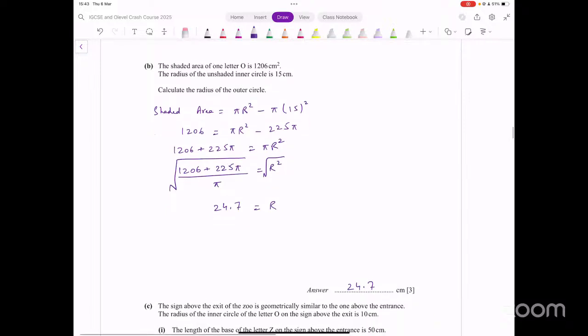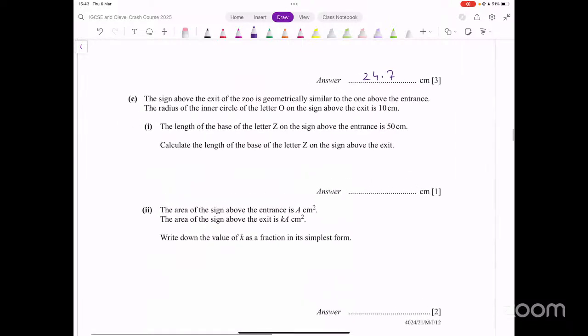Okay, let's look at part C now. The sign above the exit of the zoo is geometrically similar to the one above the entrance. So this was the sign at the entrance. There's another sign at the exit as well, and that's geometrically similar to this. The radius of the inner circle of the letter O on the sign above the exit is 10 centimeters. Radius of the inner circle of that similar figure, that is 10 centimeters.